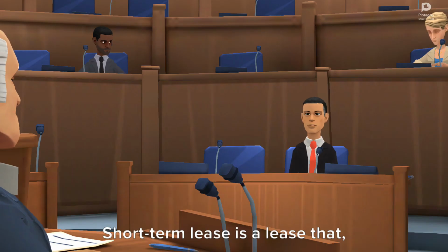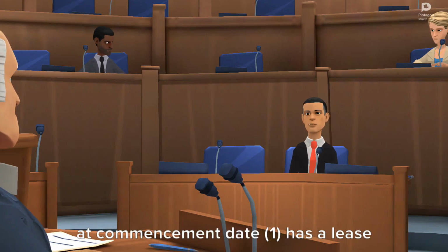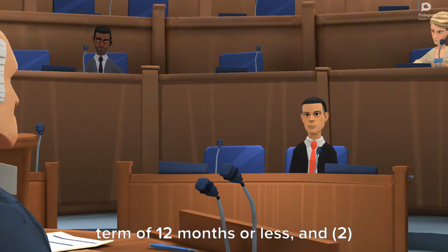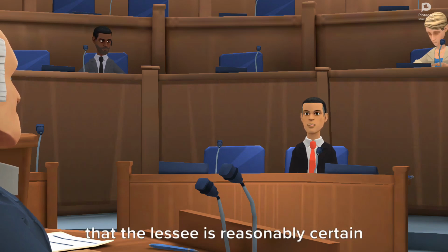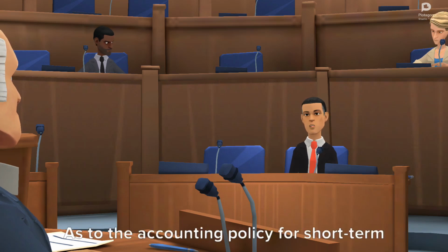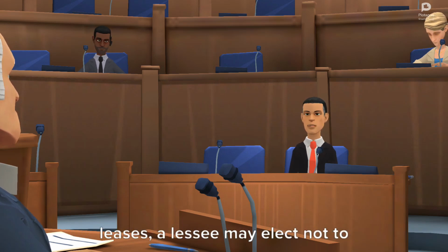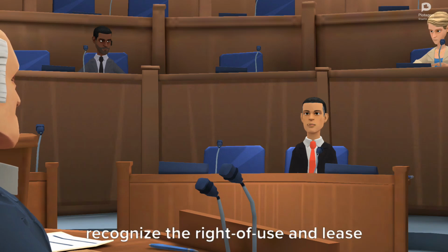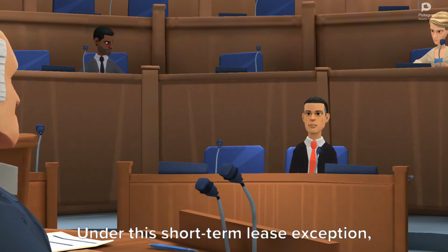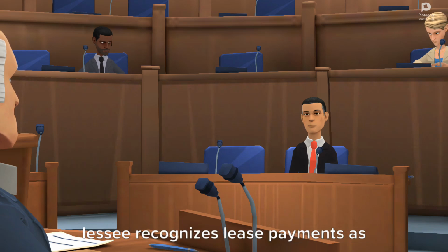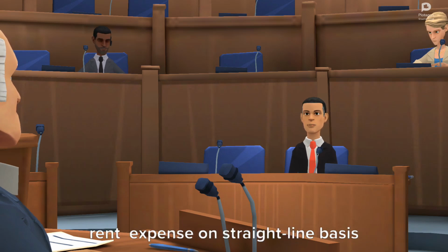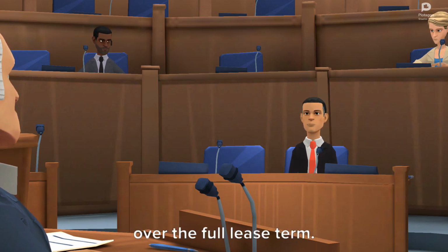A short-term lease is a lease that, at commencement date, 1. has a lease term of 12 months or less, and 2. does not include a purchase option that the lessee is reasonably certain to exercise. As to the accounting policy for short-term leases, a lessee may elect not to recognize the right of use and lease liability. Under this short-term lease exception, the lessee recognizes lease payments as rent expense on a straight-line basis over the full lease term.